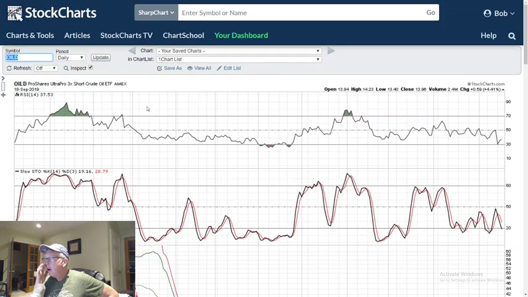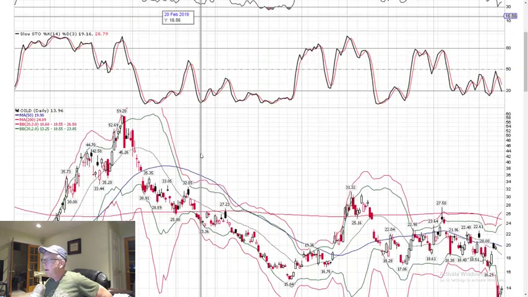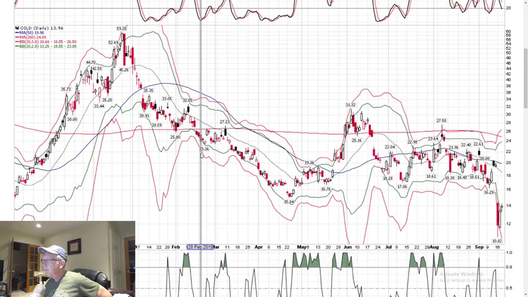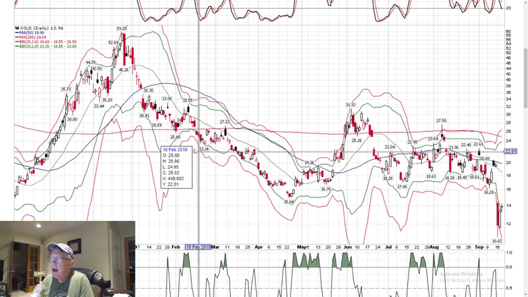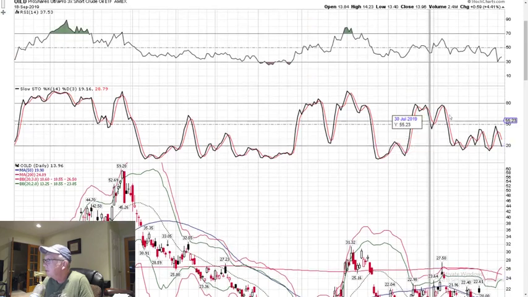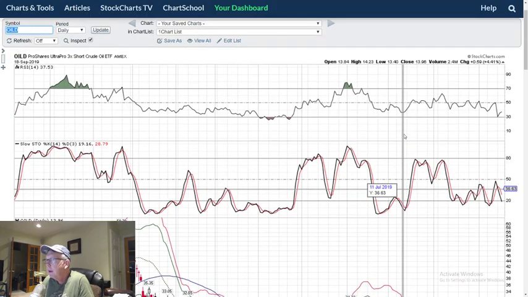Wow, OILD really took it on the chin here. So we have a dead cat bounce. We have Stokes, which is still declining here.